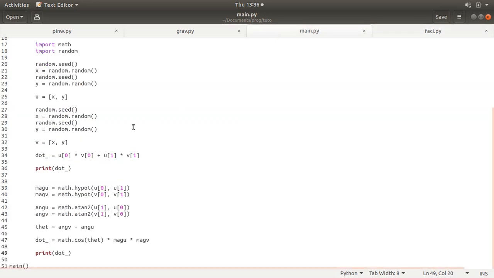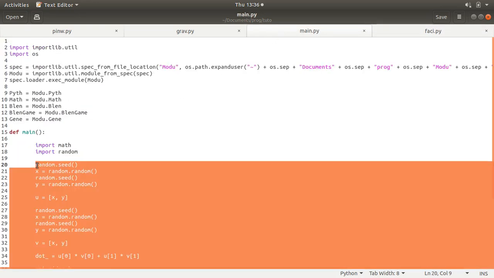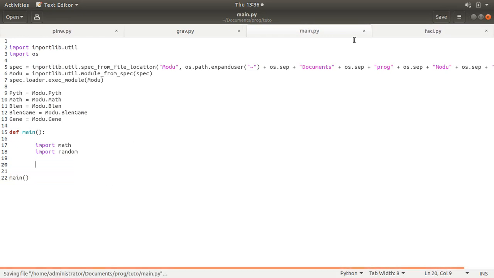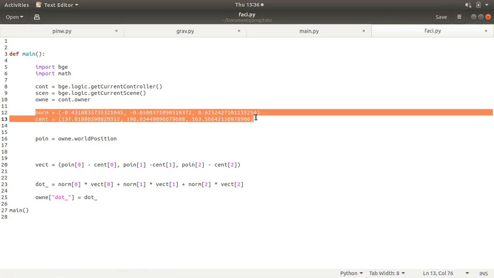So let's try that. I'm going to get the normal of the plane and position of the plane again.